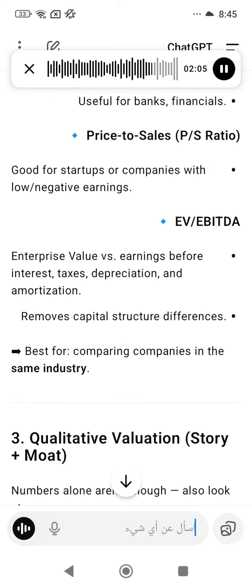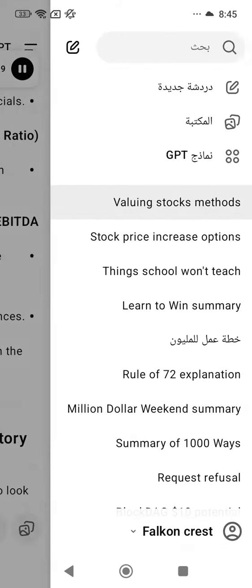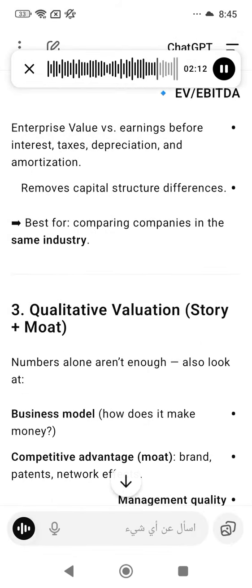Number four, quick rules of thumb. PEG ratio: PE divided by growth rate. PEG below 1 is often undervalued. Rule of 72: how fast earnings double, 72 divided by growth rate.